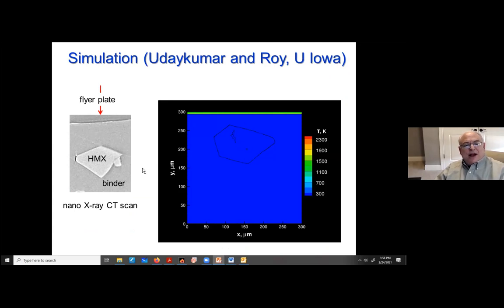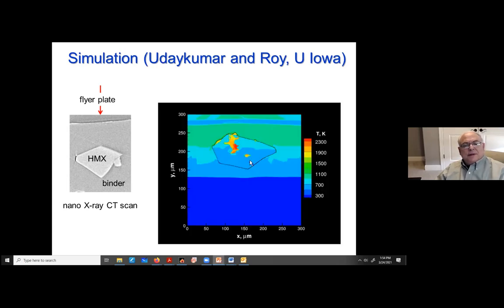And here comes the shock wave. And you can see a hot spot forming there. And actually, you can see hot spots forming in the voids. You can also see hot spots forming at the interface between the crystal and the polymer. So we get surface hot spots and bulk hot spots. And so the idea is obviously we do the experiment, he does the simulation, we refine his model and declare victory.